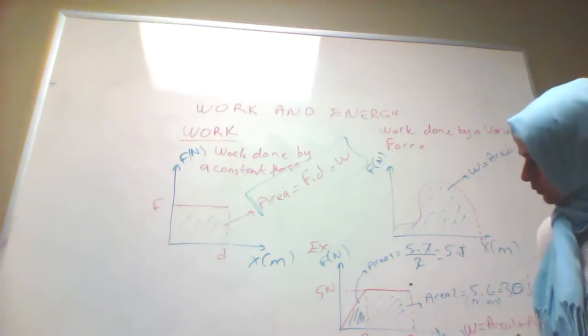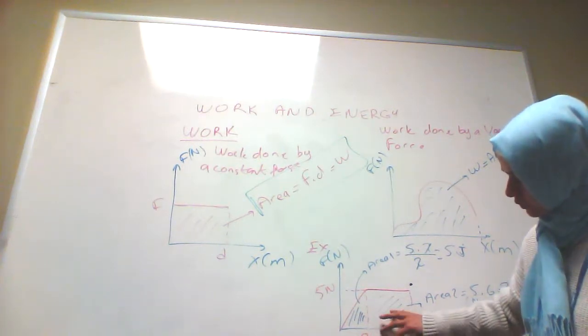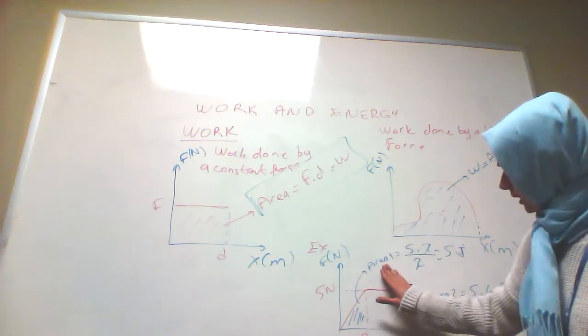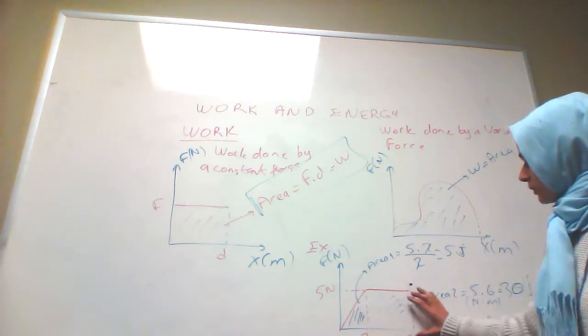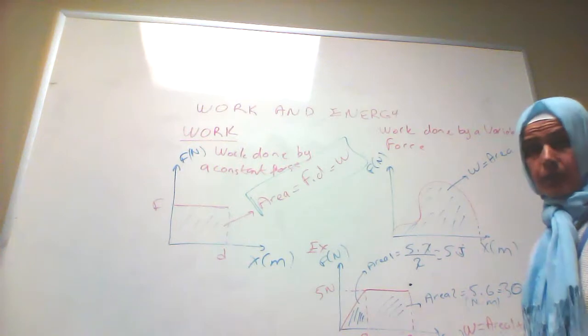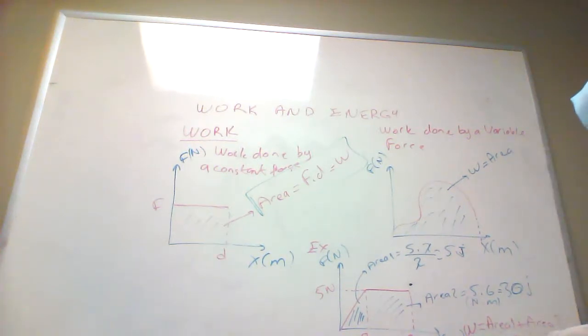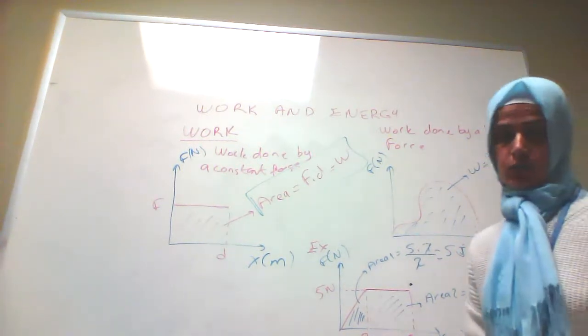If the question asks what is the work done up to when the object moves to 2 meters distance, it's only this area 1. The work done in the first part is 5 joules, and then force continues to apply to the object, moves it 6 more meters, and does some more work. It's equal to 30 joules.